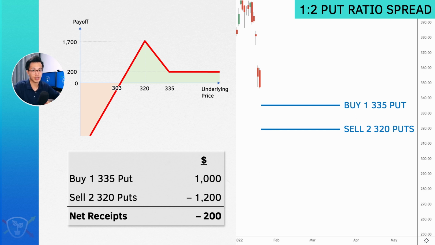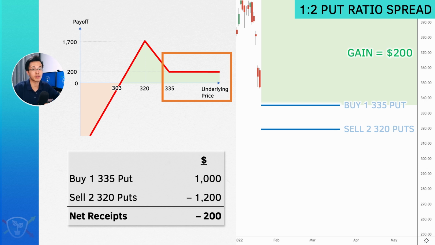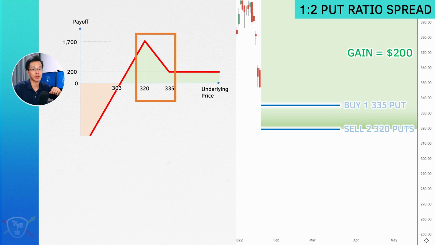Let's explore this payoff diagram to see what are the potential outcomes on expiration day. On expiration day, if the stock price is above $335, all of these options will expire out of the money, therefore I simply make the $200 credit that I received. If the stock price falls below $335, then the put option which I bought is going to start to increase in value. So actually I will make more money as the stock price falls, and the maximum return that I can make is $1,700 if the stock price is just above $320 by expiration date.